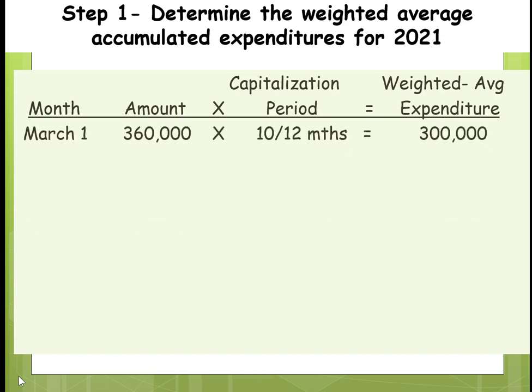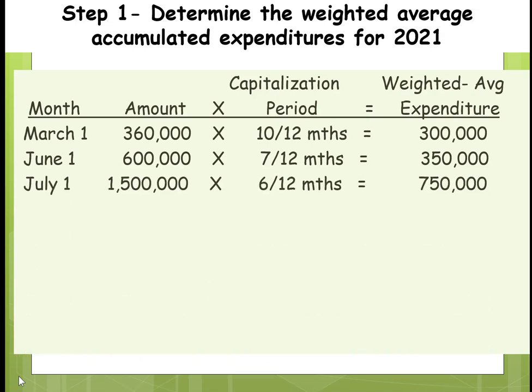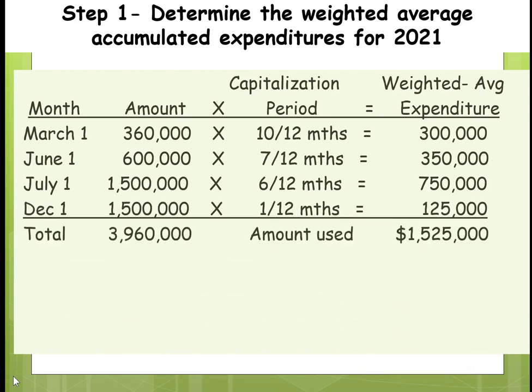So the way we do that is we take the amount times the number of months left in the year. So if it's March 1st, we've got 10 months, and we're going to take that and divide by 12. Then June 1st, we have $600,000 for 7/12. We have July 1st, we've got a half a year of 1.5 million. And on December 1st, we've got, for 1 month, 1.5 million, which gives us a weighted average accumulated expenditures for 2021.